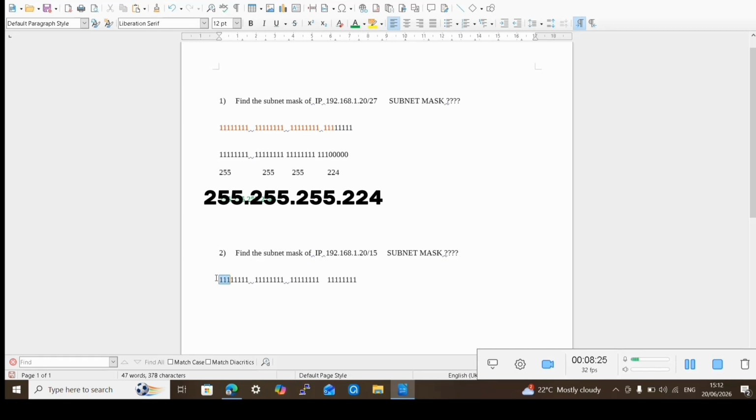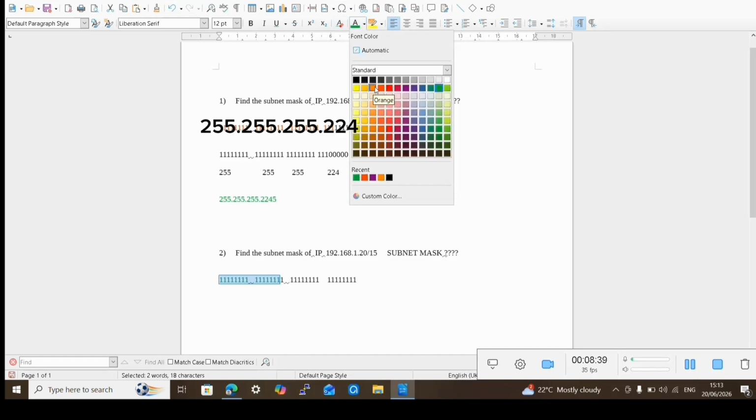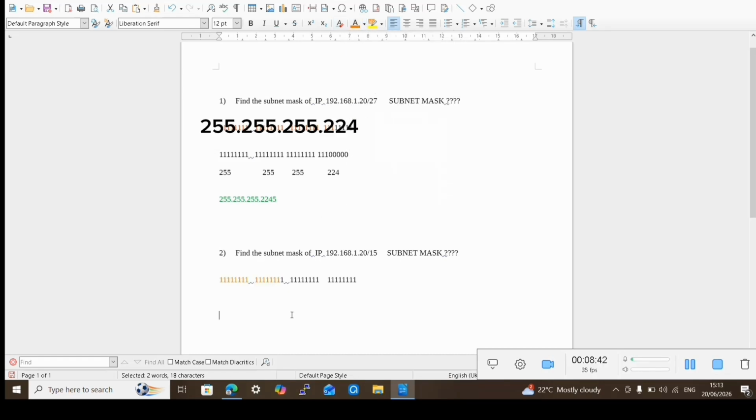We go 8, 9, 10, 11, 12, 13, 14, 15. Okay. So these are the ones belonging to the network ID. We highlighted the 15 now, which belongs to the network, and then the rest are for the host ID.